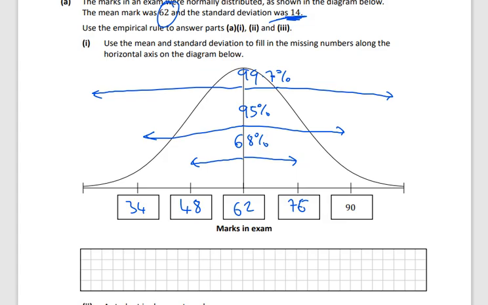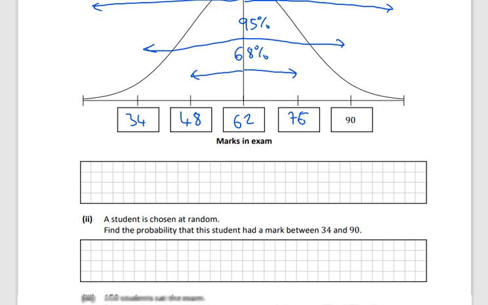So knowing that at the bottom, the mean is in the middle and it goes out by a standard deviation each time, and then just memorizing those three percentages will help you answer pretty much all the questions here. So between 34 and 90 is 95%.